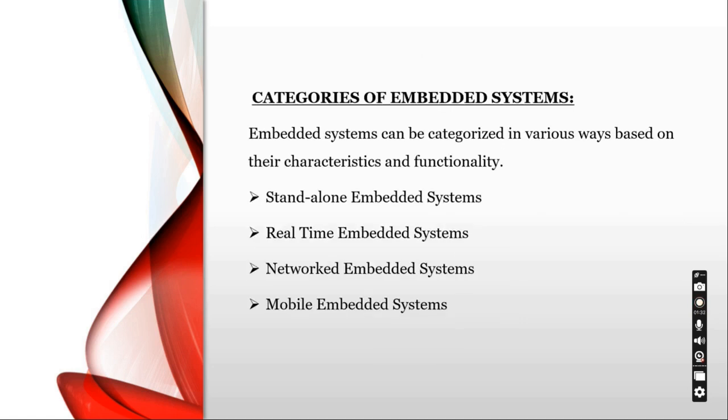Categories of embedded system. Embedded systems are categorized in ways based on their characteristics and functionality. They are standalone embedded systems, real-time embedded systems, network embedded system, and mobile embedded system. Standalone embedded systems operate independently and are not connected to a network or other devices. Real-time embedded systems are designed to respond to events or inputs within a specific time frame. Network embedded systems are connected to network, enabling communication and data exchange with other devices or systems. And mobile embedded systems are designed to be portable and are often found in handheld devices or mobile platforms.